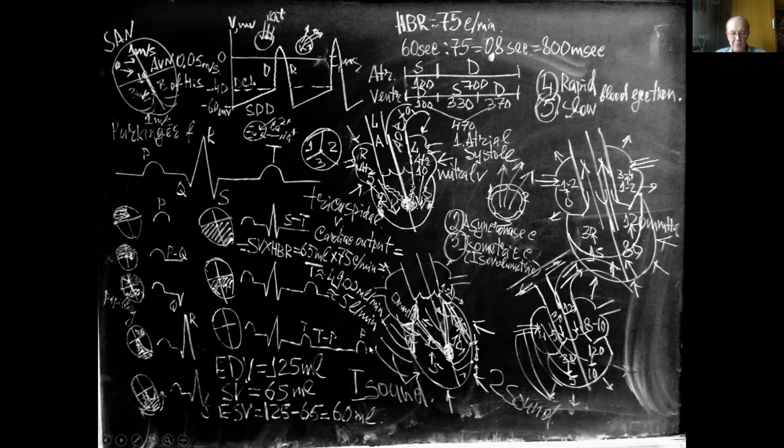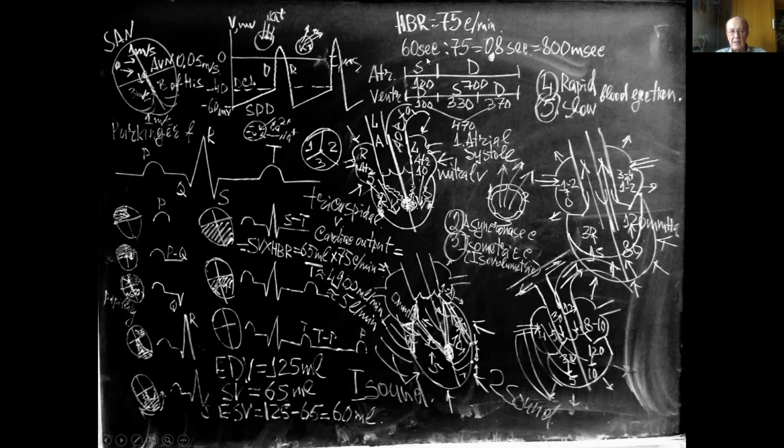Then the new P wave will start at the beginning of the new cardiac cycle. At the right part of this blackboard, I present to you the cardiac cycle. Usually the average heartbeat rate is equal to 75 contractions of the heart per 1 minute.